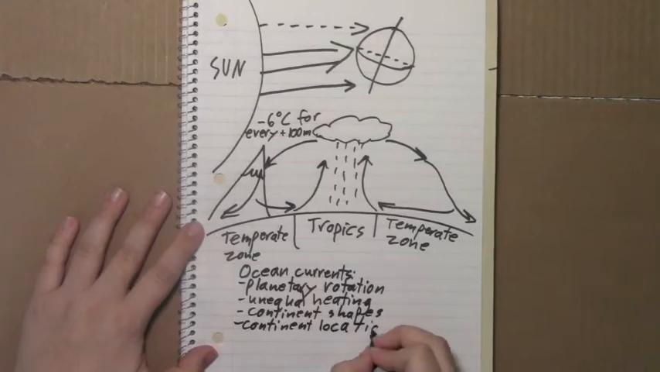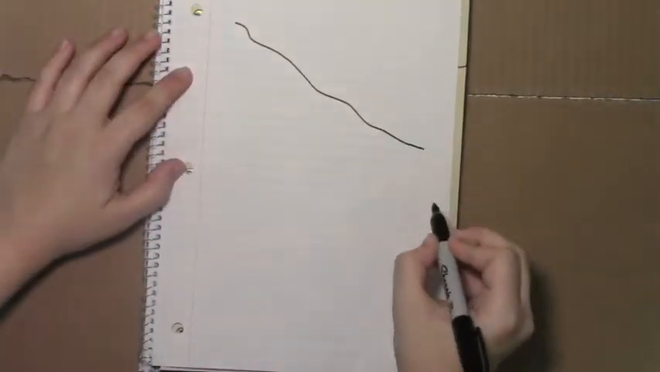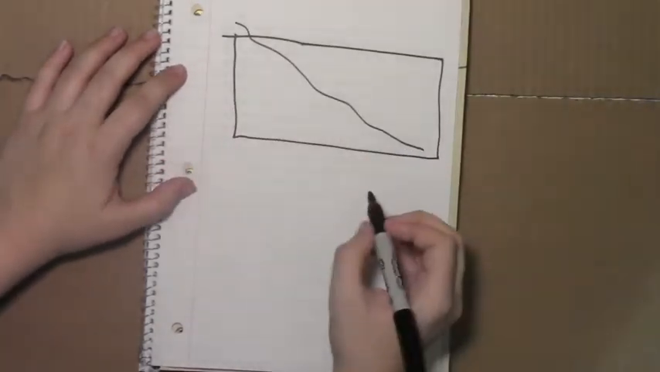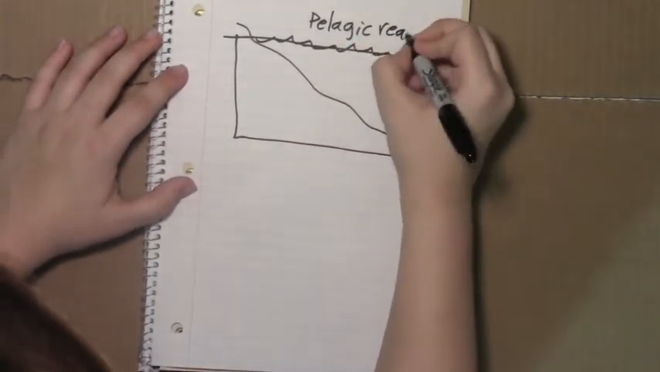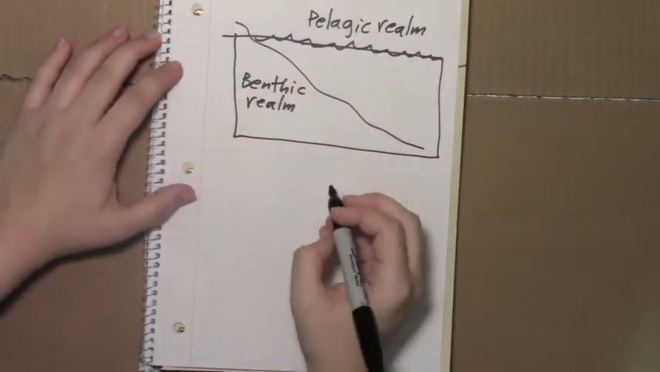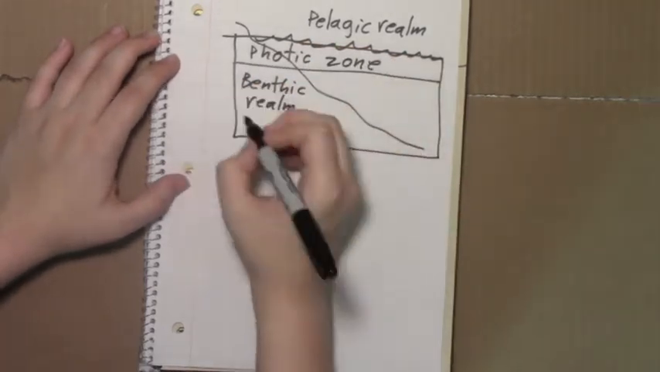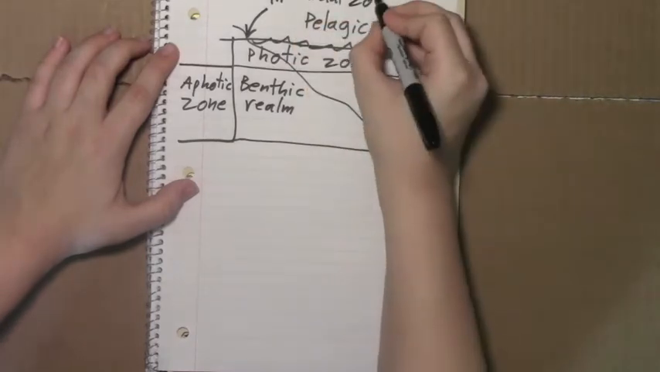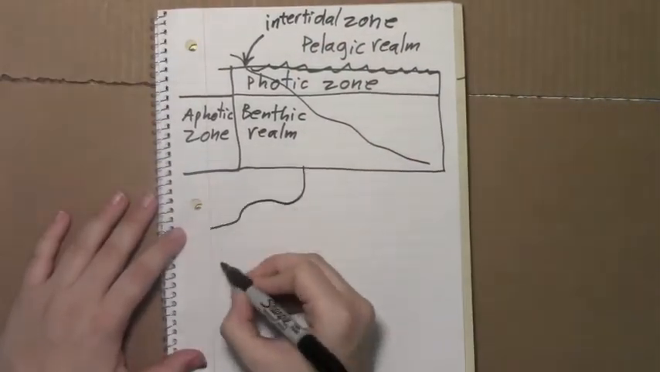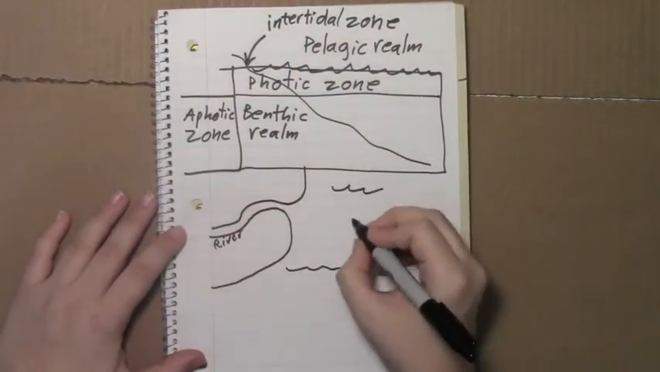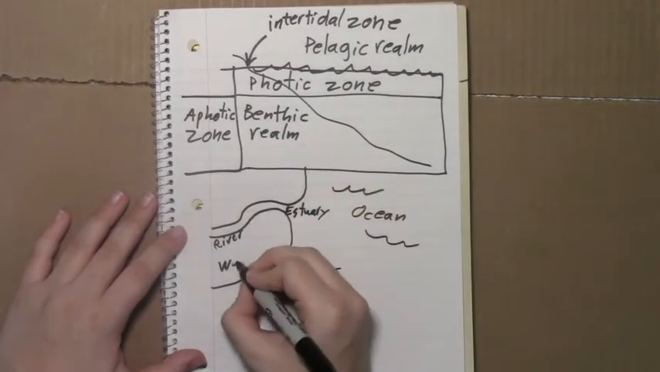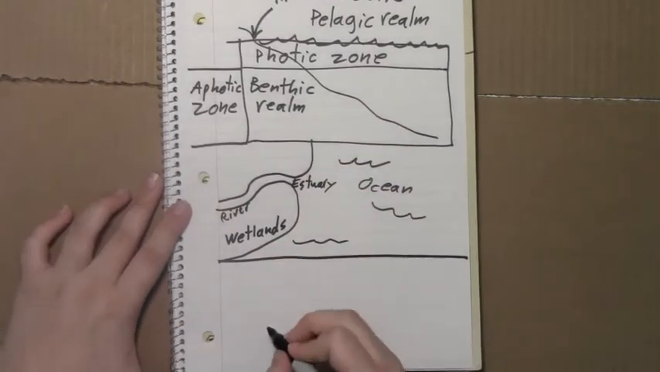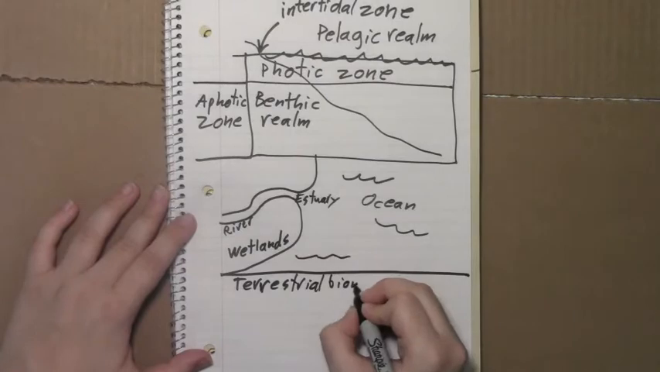Speaking of oceans, they have as many distinct environments as we do on land. The pelagic realm is all open water, and the benthic realm is the seafloor. Within these are the photic zone, which has enough light for photosynthesis, and the aphotic zone, which does not. Where the ocean meets the land is called the intertidal zone, beaten by waves at high tide and dried out by the sun and wind at low tide. Similarly, where rivers meet the ocean is called an estuary, and wetlands are another area of transition between aquatic and terrestrial biomes.